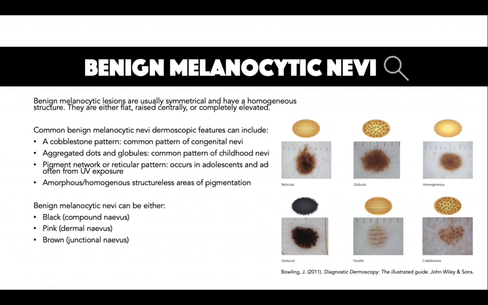Common dermoscopic features can include a cobblestone pattern, which is a common pattern of congenital nevi, aggregated dots or globules, which is common in childhood nevi, a pigmented network or reticular pattern, which occurs in adolescents and adults, often from UV exposure, and a homogeneous structureless area of pigmentation. Benign melanocytic nevi can be either compound, dermal, or junctional.